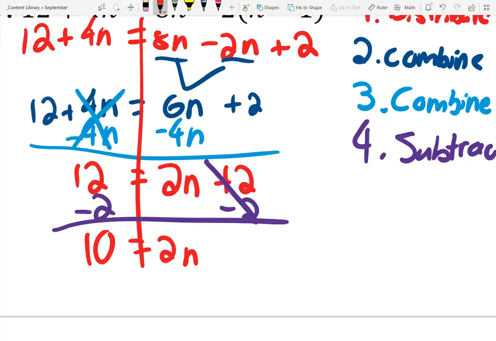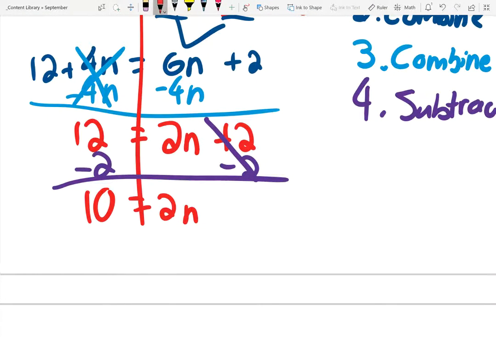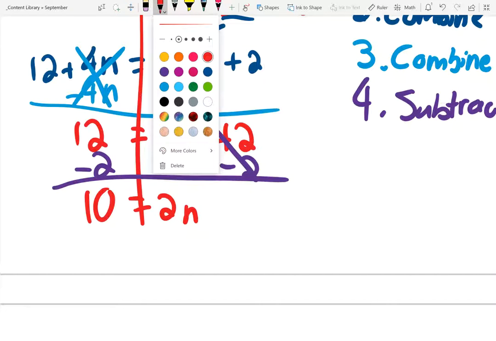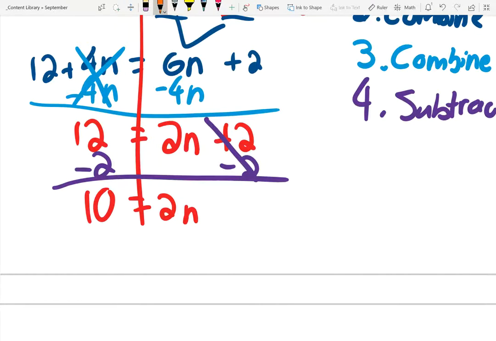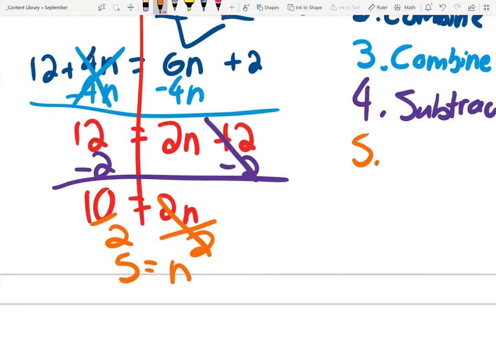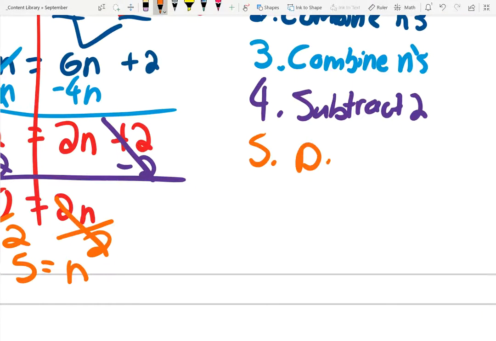The +2 canceled out. And last but not least, my final step, I just have to divide by 2 to get rid of that 2, so that n is equal to 10 divided by 2, which is 5. So step 5 was divide by 2.